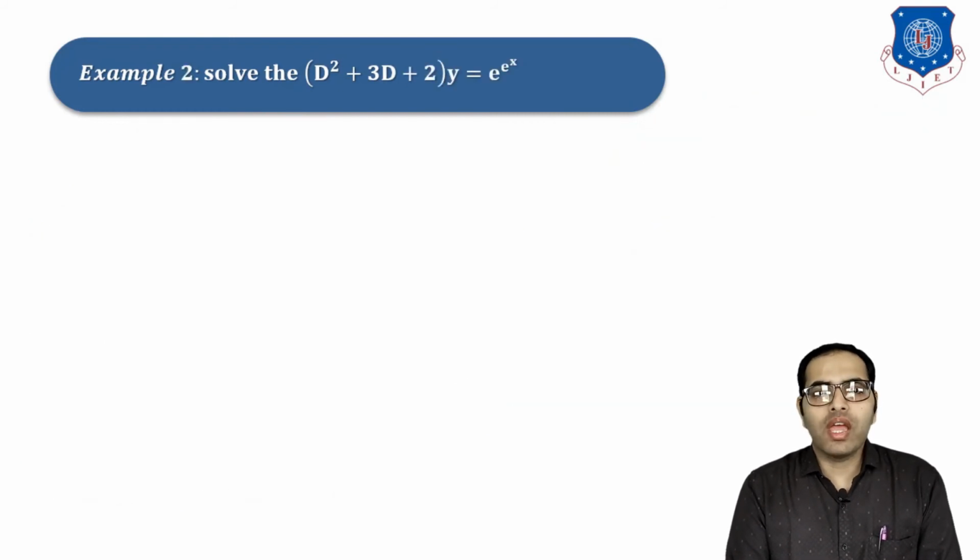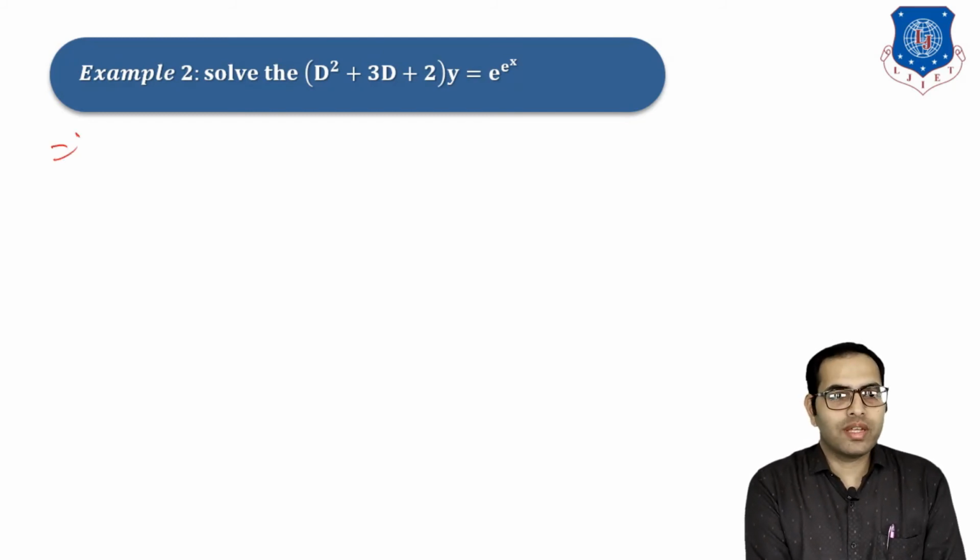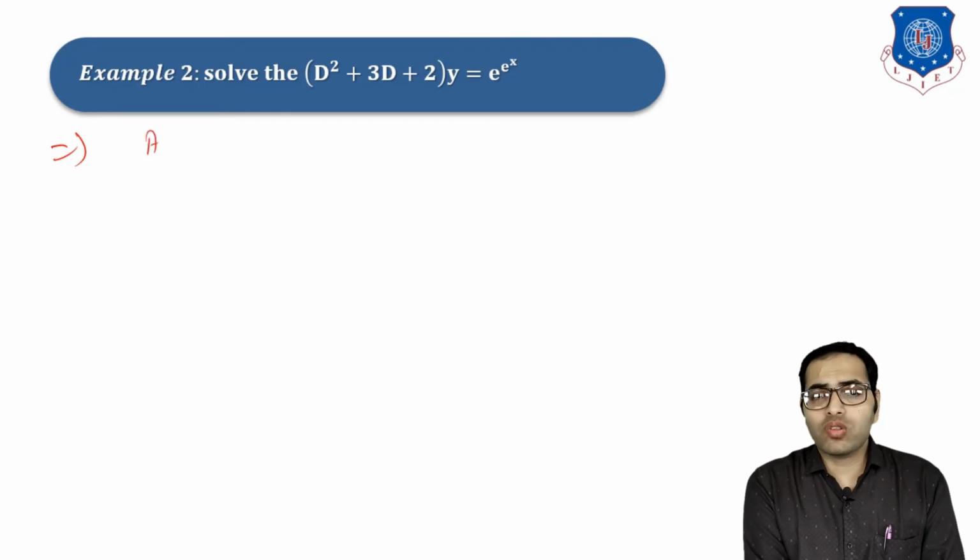Let's solve one more example. (D² + 3D + 2) y is equal to e^x. See, whenever we find the general solution, we require two solutions. Firstly the complementary function, then after that the particular integral.